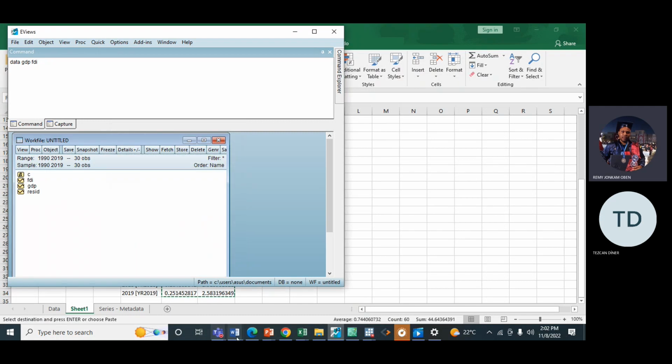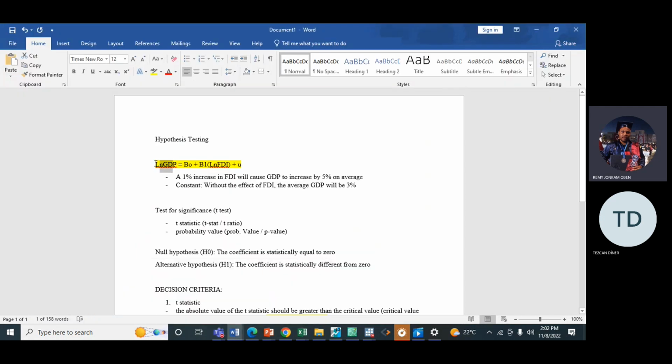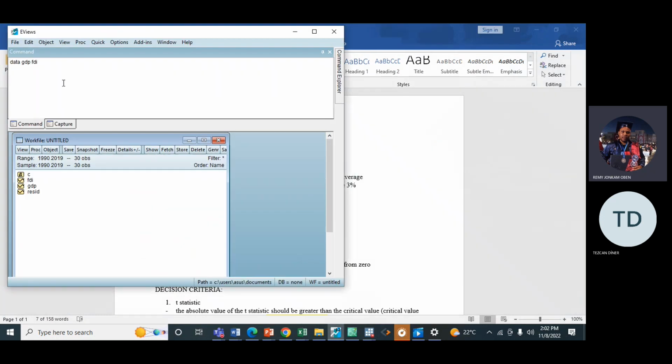I delete this. Now, look at my model. My model is log, that is ln on both sides, right? So I want to generate the logarithm of both GDP and FDI. So I'll write generate lnGDP equals log GDP. Press enter. For FDI, I don't want to repeat the step, so I just change this GDP to FDI.